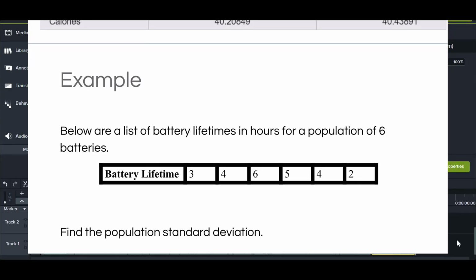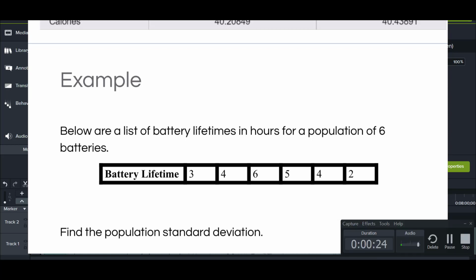Okay, so let's look at this example. Below is a list of battery lifetimes in hours for a population of 6 batteries. So we know we're doing a population standard deviation. Battery lifetimes are 3, 4, 6, 5, 4, and 2. So we're going to do this in Rguroo. So first we need to start by entering the data in the data set.